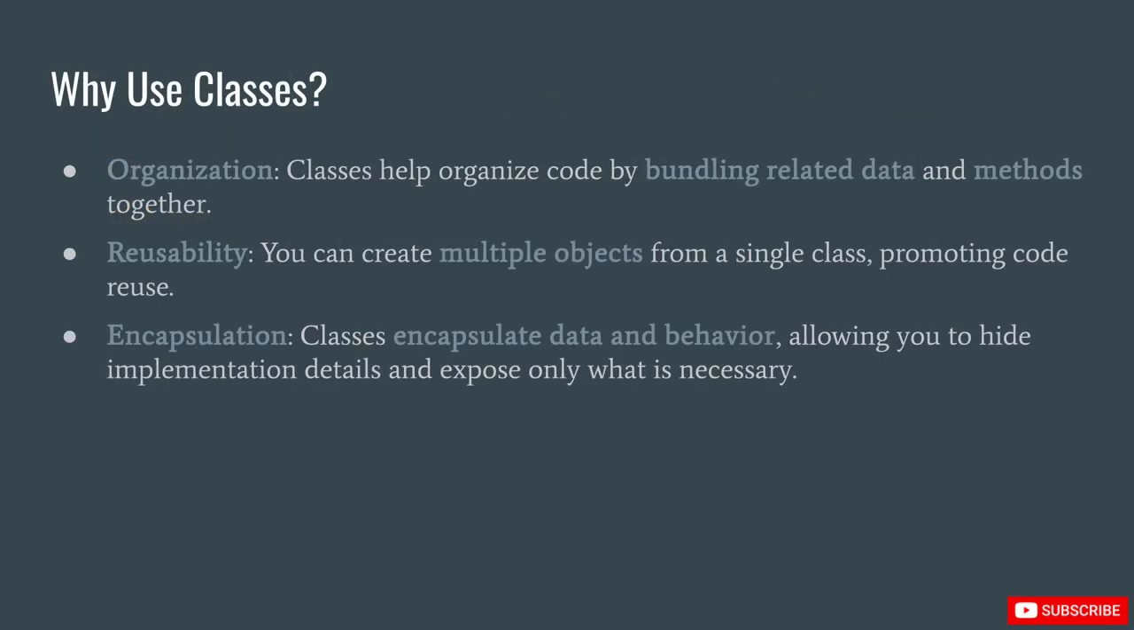So, why should we use classes in our programming? First, organization. Classes help us keep our code organized by bundling related data and methods together. This structure makes it easier to manage and navigate our code base. Second, reusability. Once we define a class, we can create multiple objects from it. This promotes code reuse, allowing us to apply the same blueprint to create different instances without rewriting code.